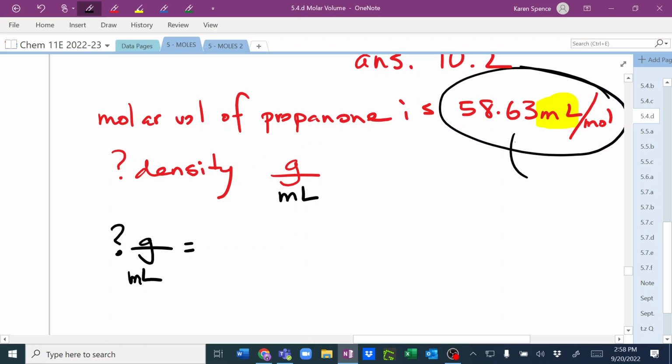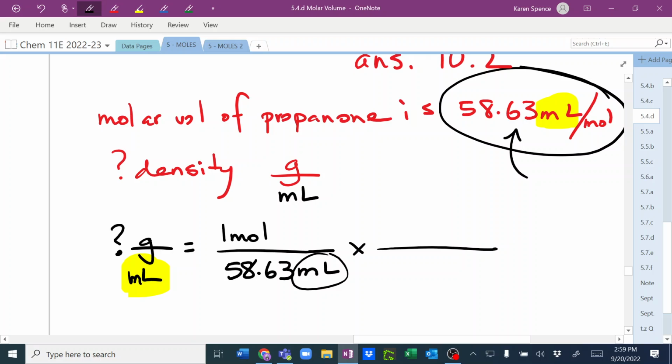How would I write this number, right side up or upside down? Upside down because I want to have the milliliters on the bottom. Yes, so I'm going to take that number and flip it so my milliliters start on the bottom. So we have 1 mole per 58.63 milliliters. I want milliliters on the bottom, so that's good, but I don't want moles on the top, so I need to cancel with moles on the bottom and grams on the top.